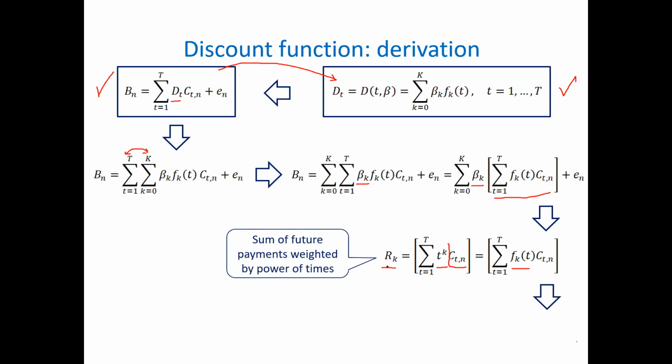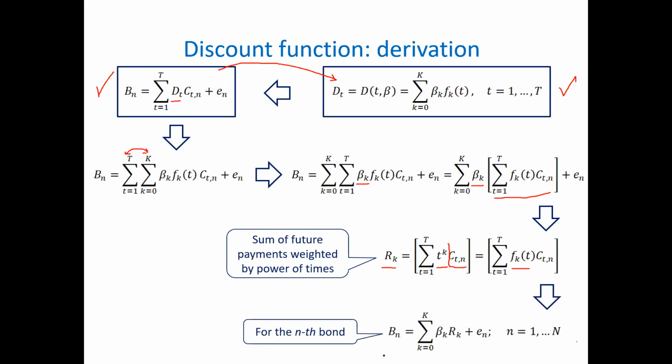So let's call it RK, and now let's just substitute RK instead of this big cumbersome term in the brackets. And then we have something like that. So for the nth bonds, we have this expression. Now that's it about mathematics, nothing more. Now let's move to the econometric parts.